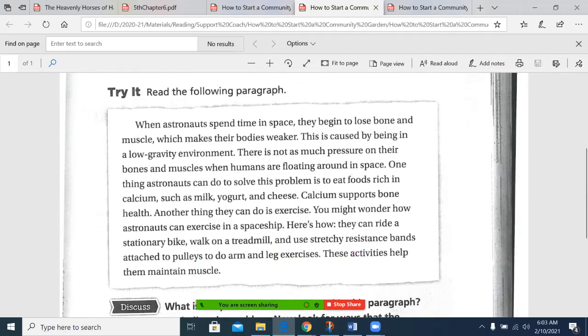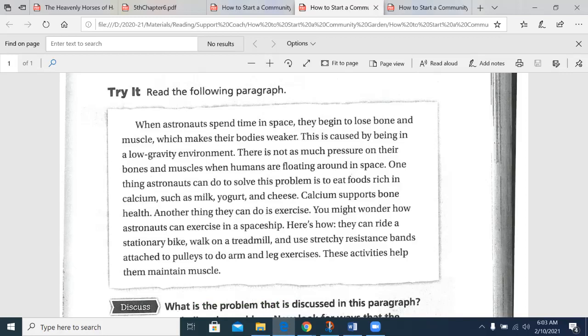Read the following paragraph. When astronauts spend time in space, they begin to lose bone and muscle, which makes their bodies weaker. This is caused by being in a low-gravity environment. There is not as much pressure on their bones and muscles when humans are floating around in space. One thing astronauts can do to solve this problem is to eat foods rich in calcium, such as milk, yogurt, and cheese. Calcium supports bone health.